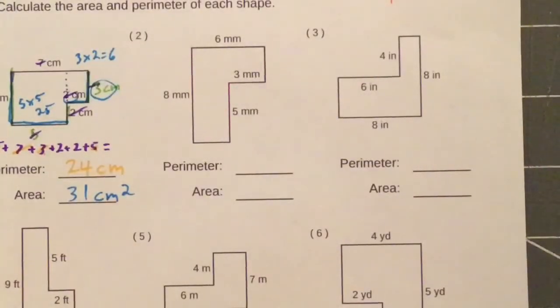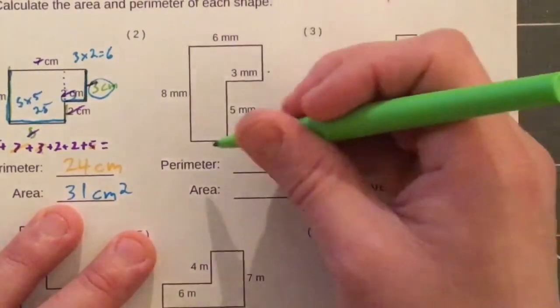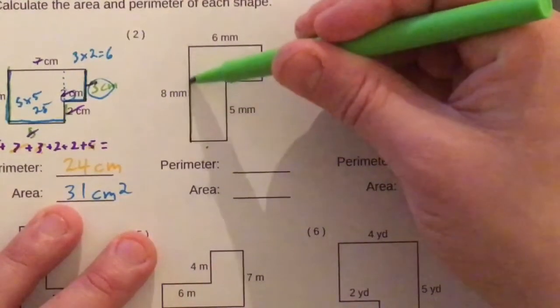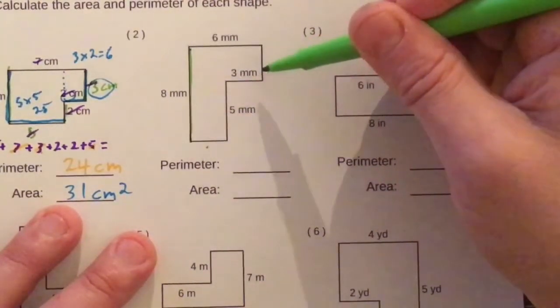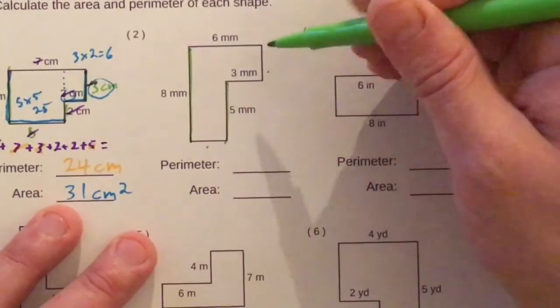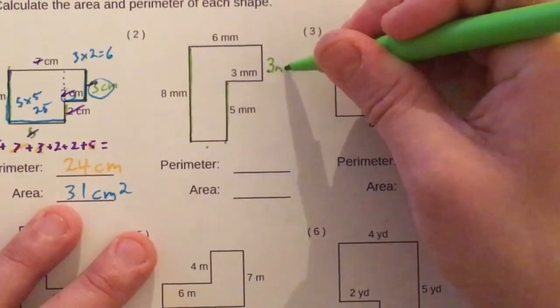Let's look at that next one. Again, got to figure out those missing sides. We've got one missing side right there and one missing side on the bottom again. The total vertical is 8. We know this portion is 5. So 5, 6, 7, 8. 3 more is going to make 8. So that side is 3 millimeters.